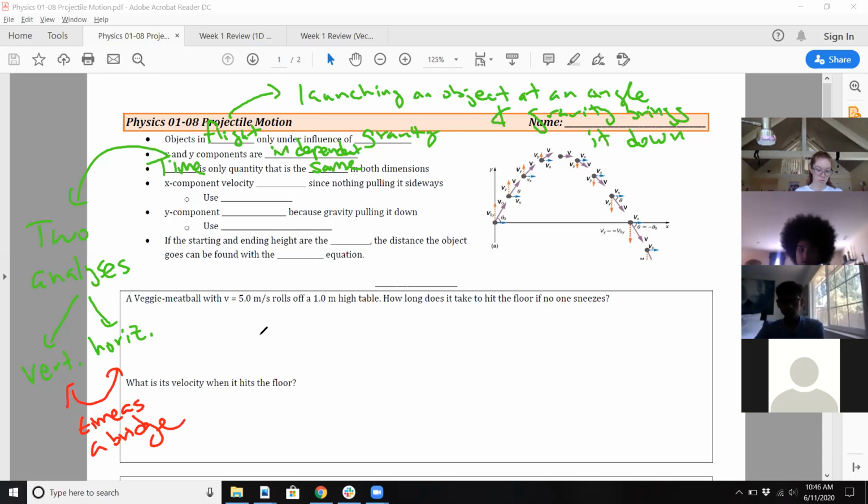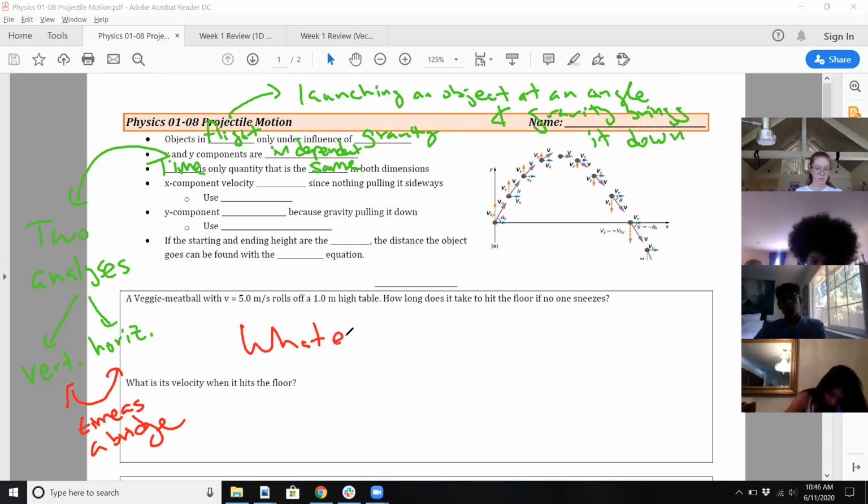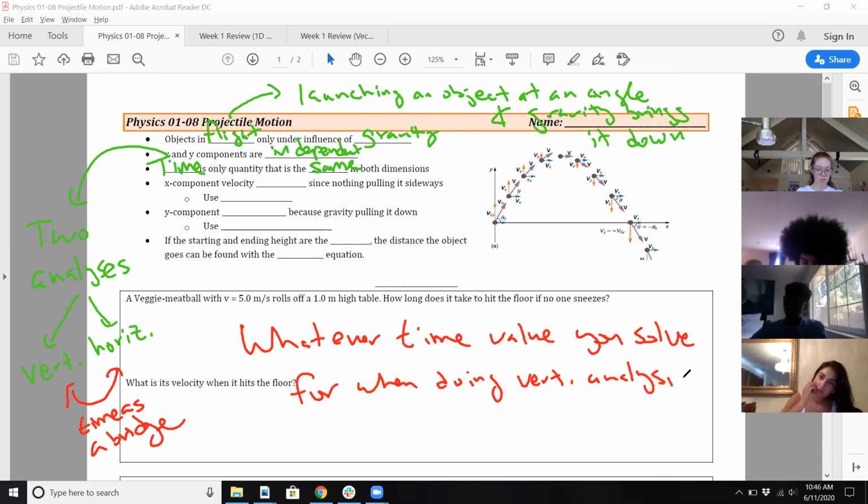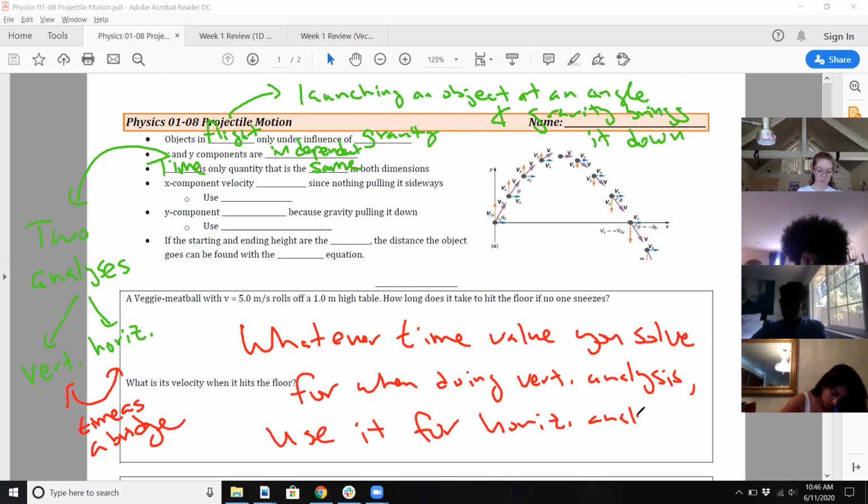Let me write this out actually. Whatever time value you solve for when doing vertical analysis, use it for the horizontal analysis. I'll take a little break so you guys can copy this. That's what was meant by time as a bridge. The time helps you bridge those two analyses.